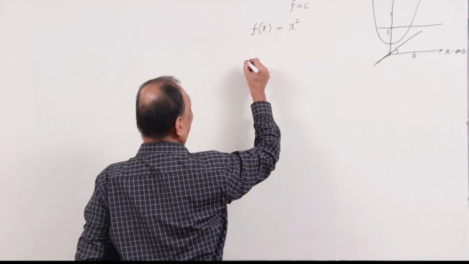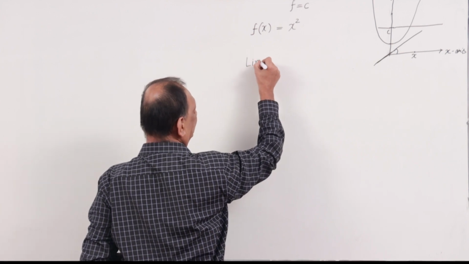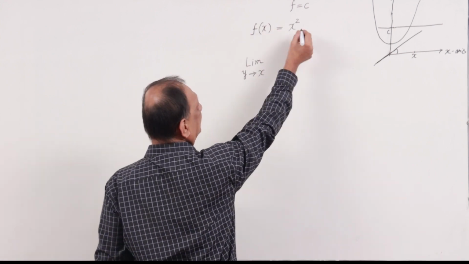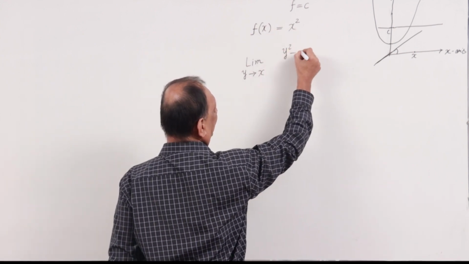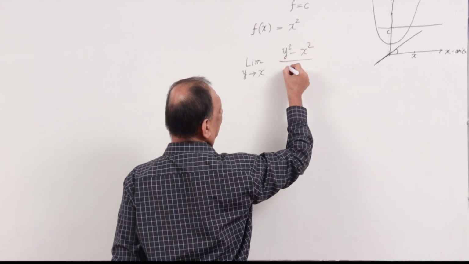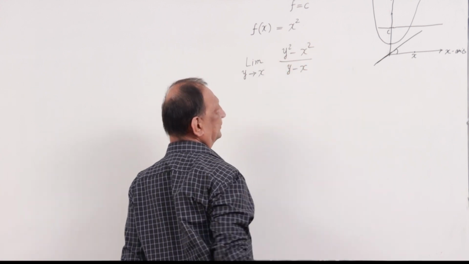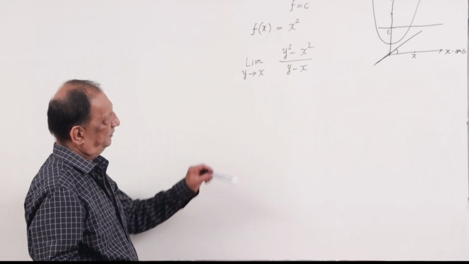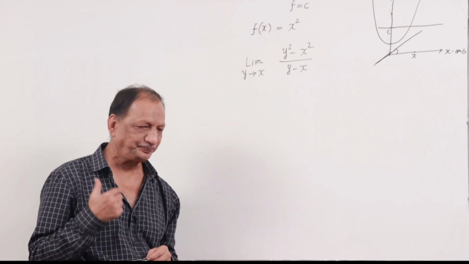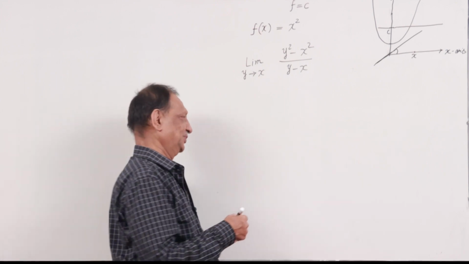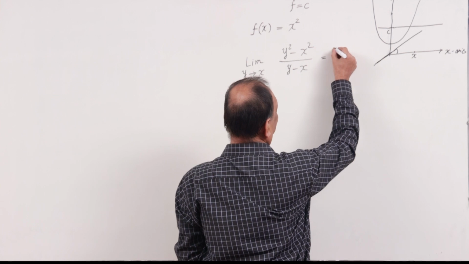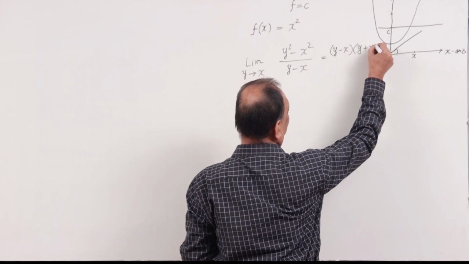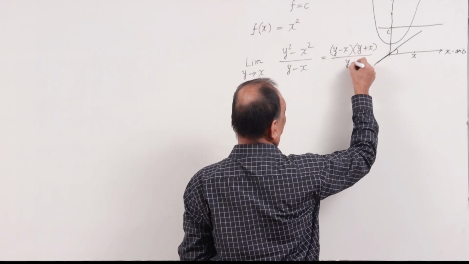As usual, at any point x, we take a variable y which approaches x, and the value f(y) will be y squared minus the value at x, x squared, divided by y minus x. Correct? Now, we are back to the same old a squared minus b squared. So, no problem. We can write that as y minus x multiplied by y plus x, divided by y minus x.